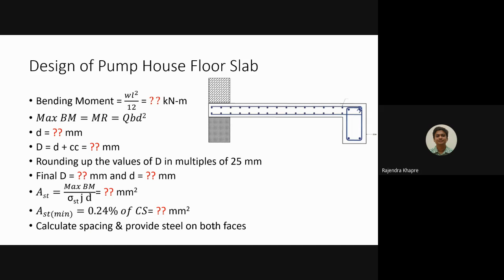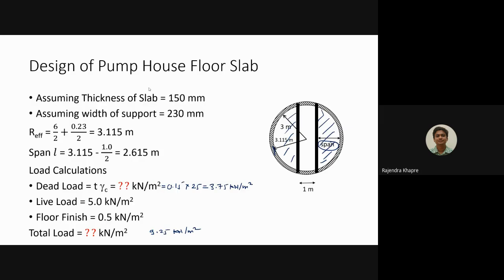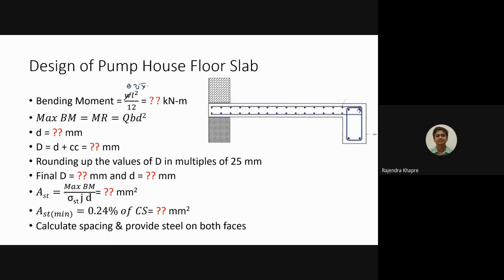If you use this expression, your W value is 9.25 बराबर है, into L square. The span we have already calculated as 2.615. So this is 2.615 square. How much is the bending moment then? Someone please tell me. WL square by 12.